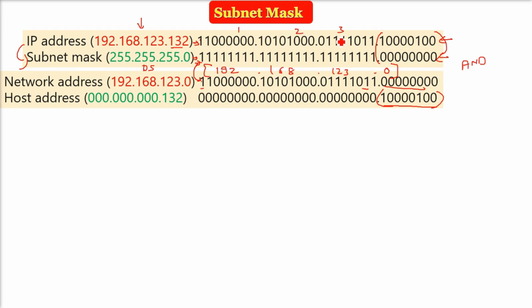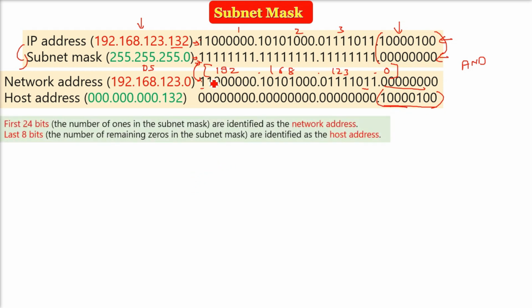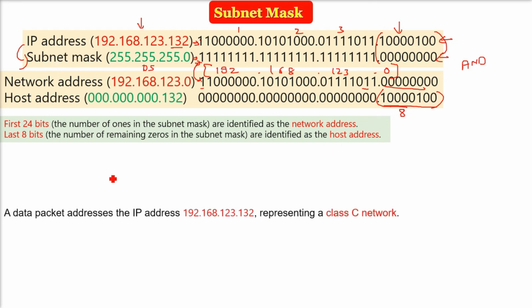So these are the octets. The first 3 octets in this case are the network, and the next one, the last octet, is the host. That is how the subnet mask defines what is the network address and the host address. So here in this case, the first 24 bits, that is the number of ones, are the network address. The last 8 bits are the host address.